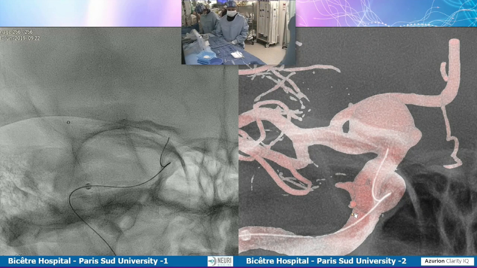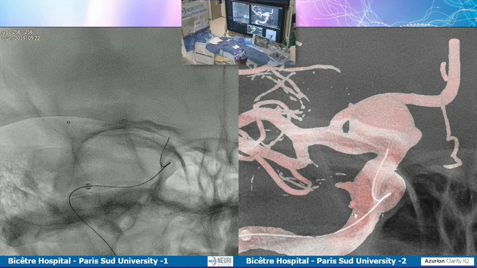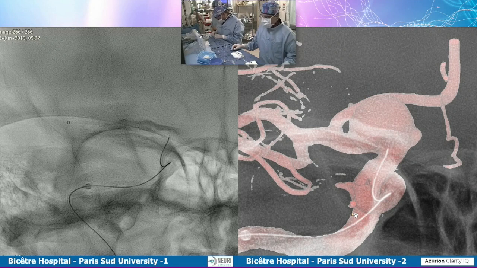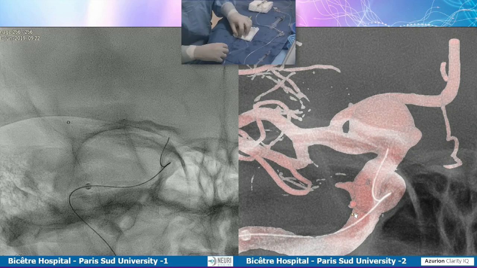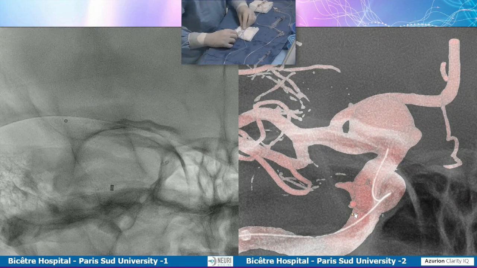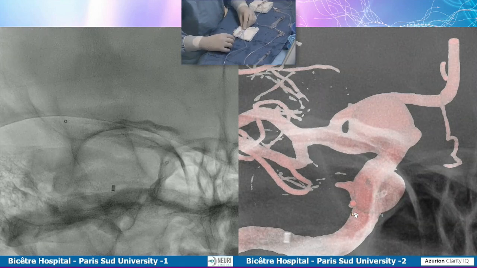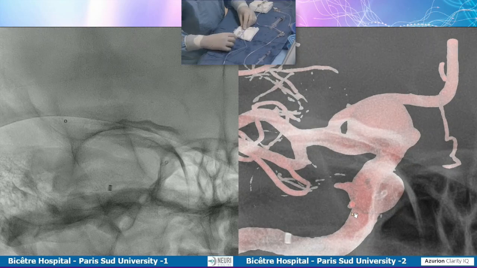Which will you like? No, usually when the sac of the aneurysm is not over 15 millimeters, we don't put coils in the sac. Okay. Unless the ophthalmic artery is really involved in the sac itself, because it keeps the flow through it. So we'll probably see the stent coming.